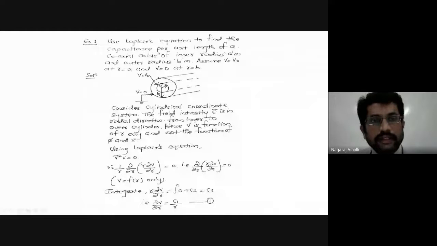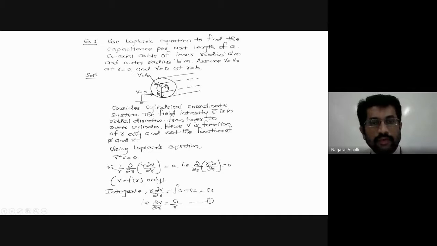The question is very clear. Use Laplace's equation to find the capacitance per unit length. You have to find the value of capacitance per unit length, that is C by L has to be found out. For length equal to 1 meter, what is the capacitance of a coaxial cable of inner radius a meter, its outer radius being b meter.